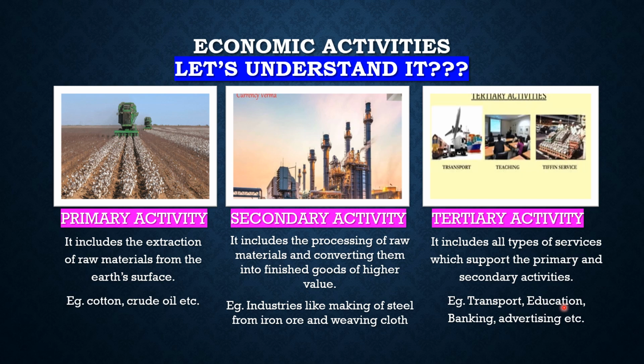Similarly, for education, we need paper, right? So for the paper, we have raw material as wood, and that wood can be processed into paper in the secondary activity in different paper making industries. And once we do that, we can use that paper for education purposes or in the education field. And same with advertising and banking.